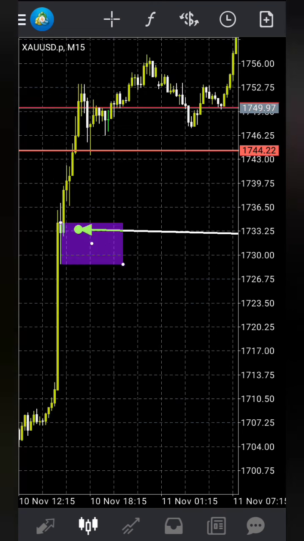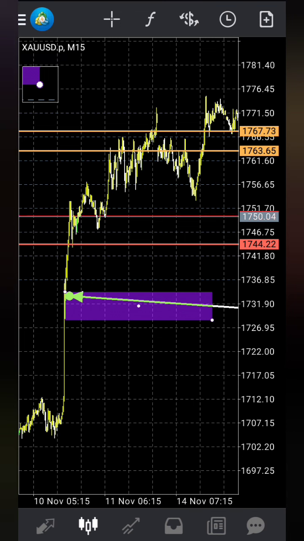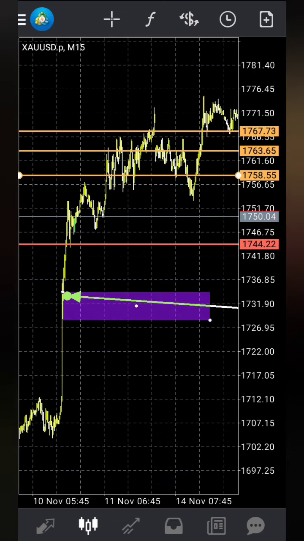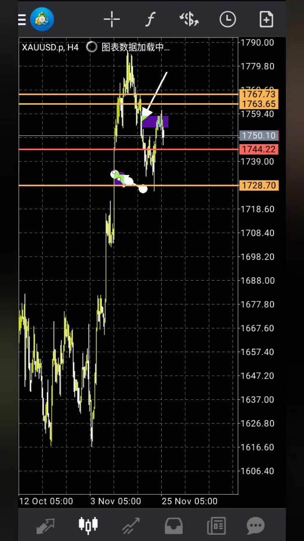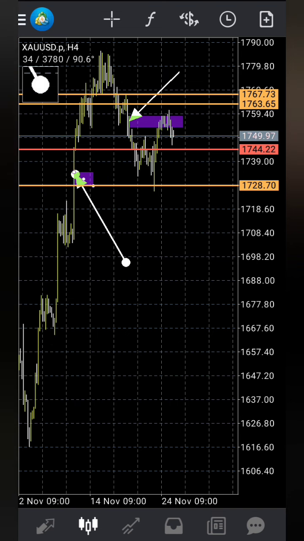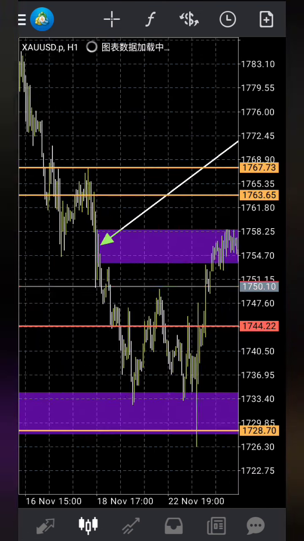And then we expand it. I need a line to help me draw the zone correctly. Now we change to a bigger time frame. I will delete the arrow here. Now you can see how precise the hidden zone is.